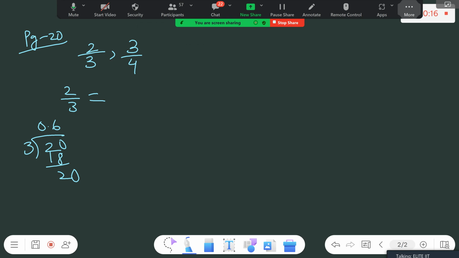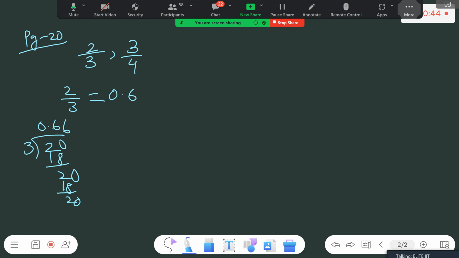It will be 0.666, isn't it? Do you know how to approximate? Can I get it as 0.67? Anybody knows how to round off?